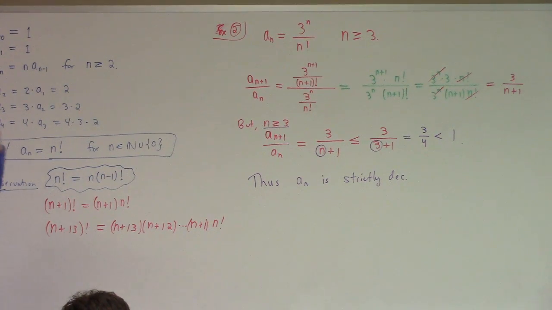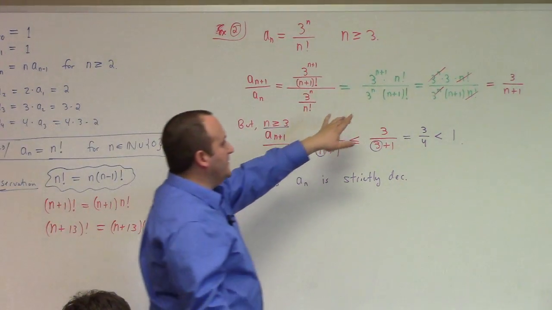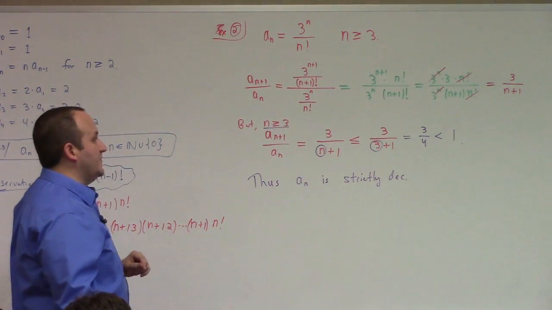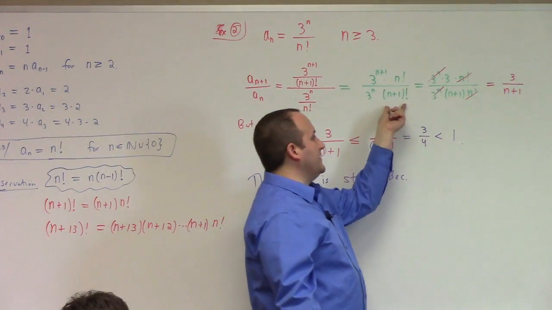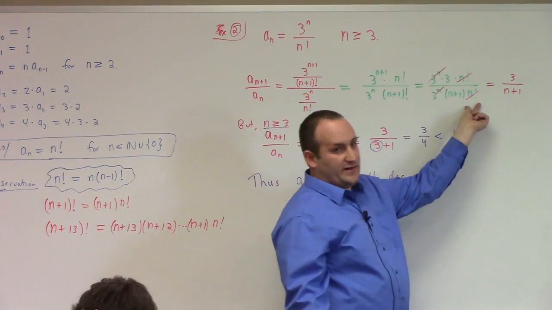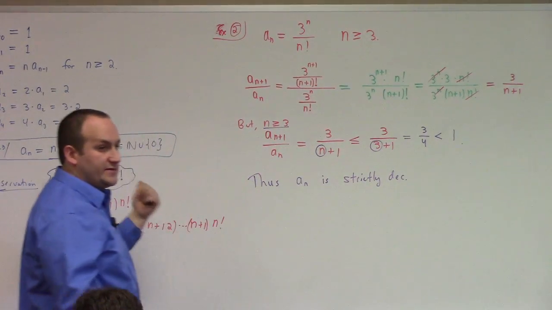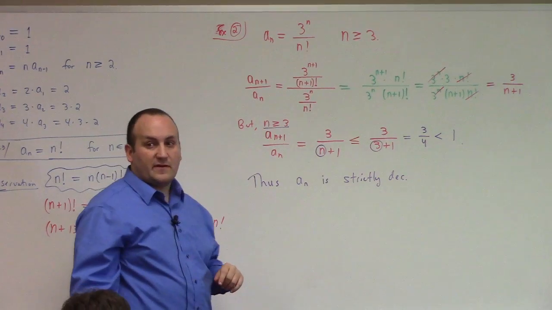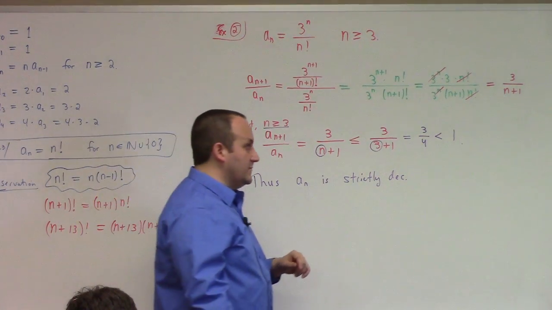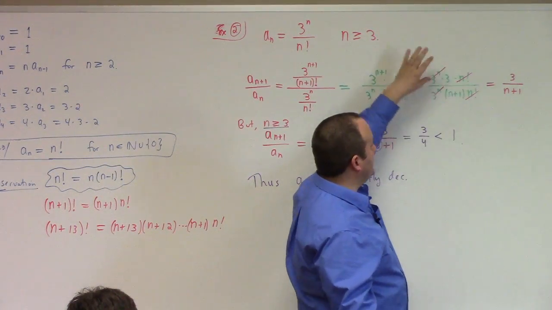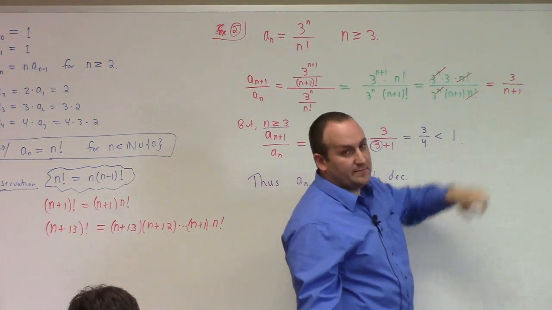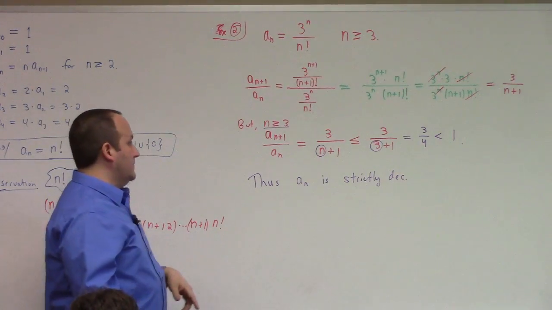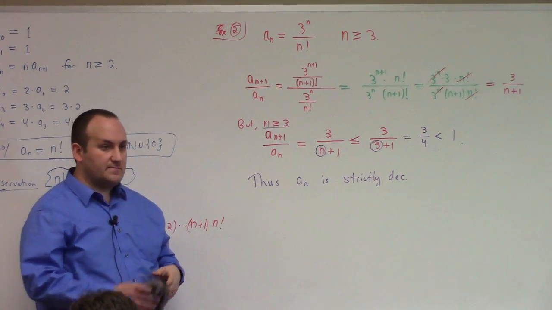Then properties of the exponential function tell me that's 3 to the n times 3, times n factorial. And then (n plus 1) factorial is n plus 1 times n factorial, as I was introducing in the earlier example. That's essentially the recursive definition of the factorial function. So the n factorials cancel, the 3 to the n's cancel, and you're left with 3 over n plus 1. But we can argue that that's less than 1 as follows.